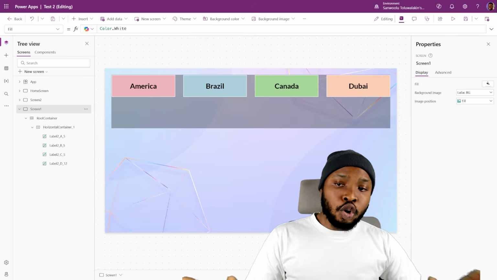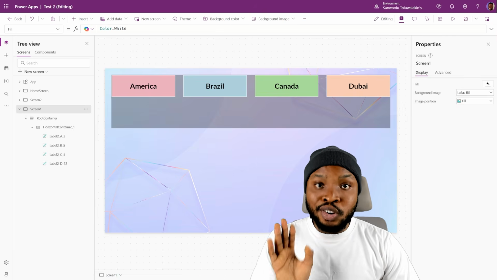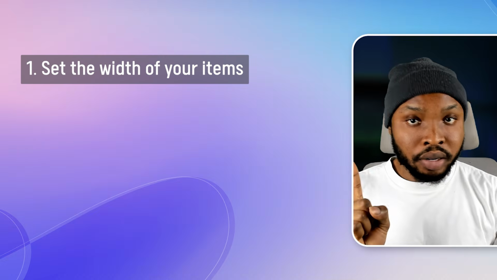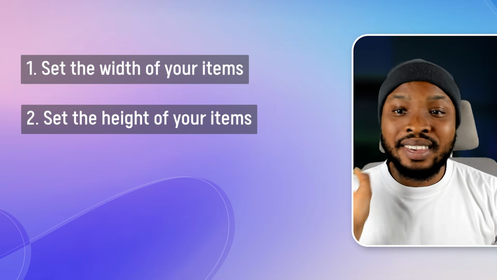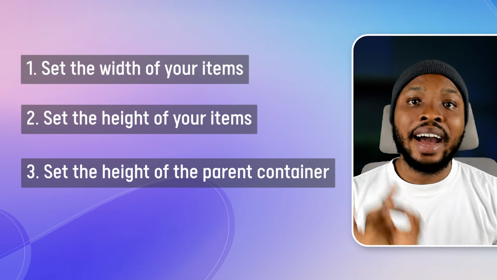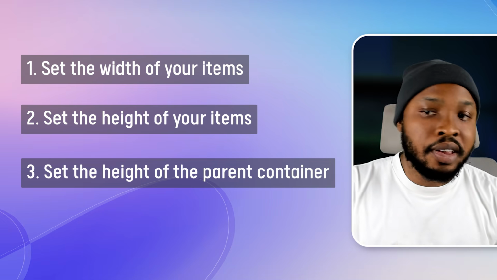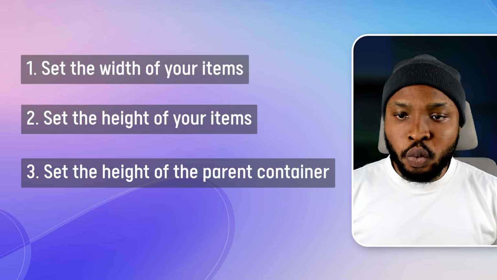So, what's the solution in this case? To get the wrap property working perfectly, you need to do these 3 things. 1. Set the width of your items. 2. Set the height of your items. And 3. Set the height of the parent container. That's it. So let's go step by step. We'll start with the width of items.